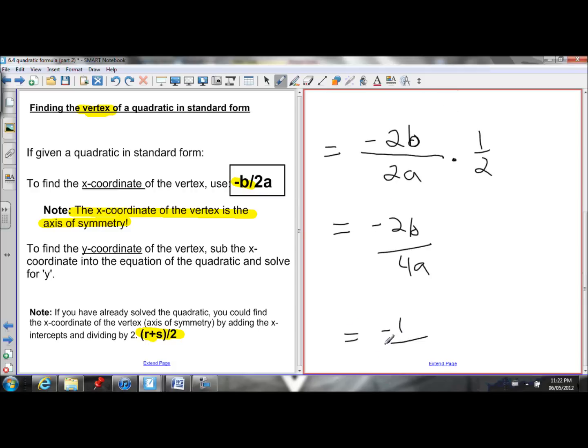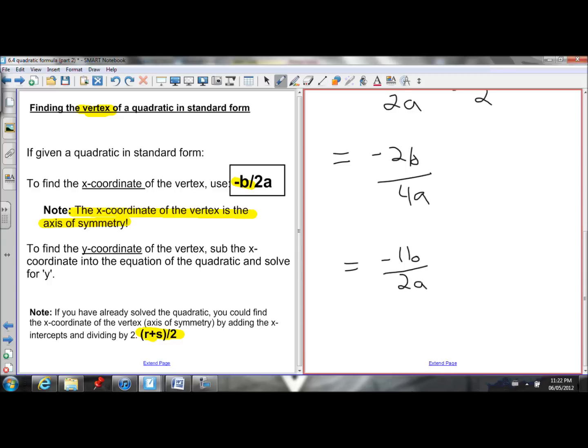I can simplify to negative 1 over 2. I still have my b and a there. I don't need to have that negative 1 there. I can just leave that 1 as invisible and have this negative b over 2a. And you can see the general axis of symmetry, or x-coordinate of the vertex, those two things are the same. The general formula for that is just negative b over 2a. Okay, so we can use that anytime we want.